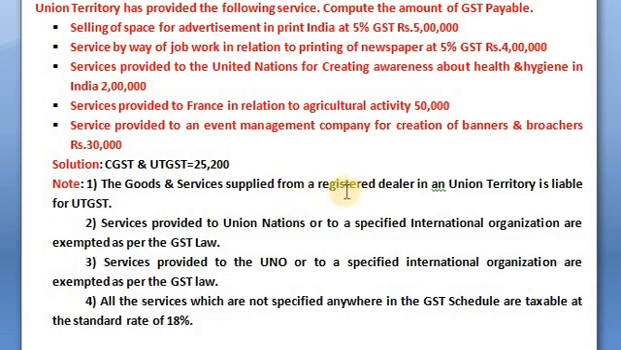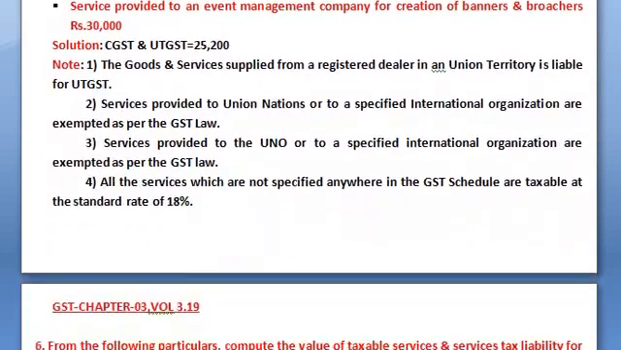That is the goods and services supplied from a registered dealer to a union territory or a specified international organization. If a percentage is not given, the GST rate is not mentioned, so we have considered the highest rate, that is the standard rate, as 18%. These 2 points are repeated, so please note that. As you people are already aware, if the tax rate is not given, it is considered as 18%.